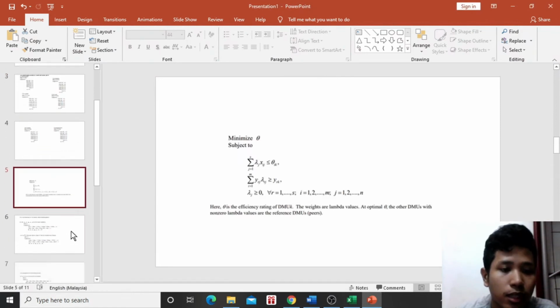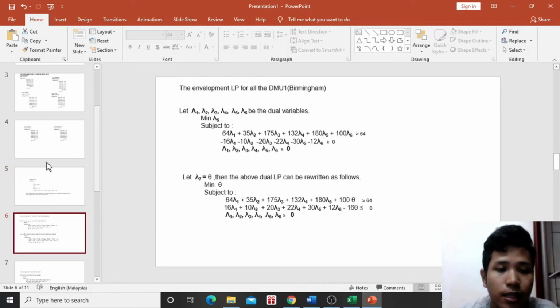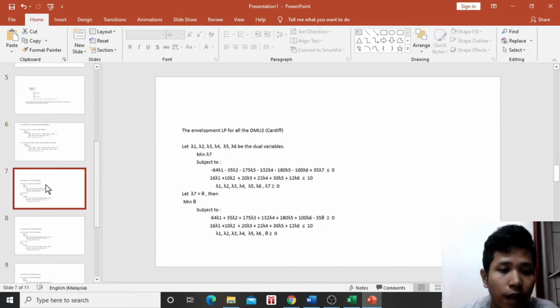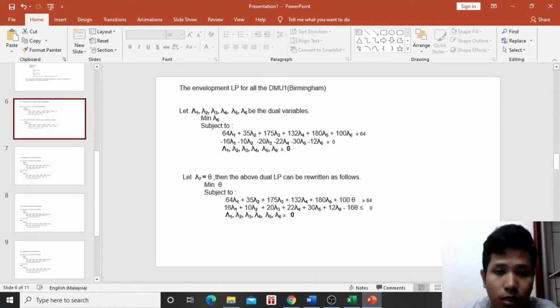model for these bank branches. Okay, so this is the formulation for it. We minimize for the input model. These are all that I have done. I'm going to show you guys the first one, which is Birmingham.